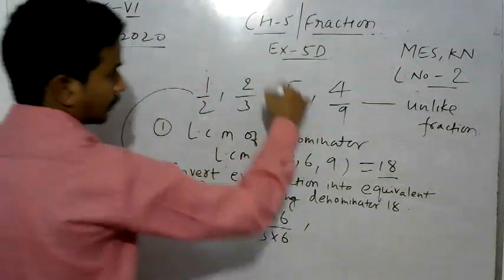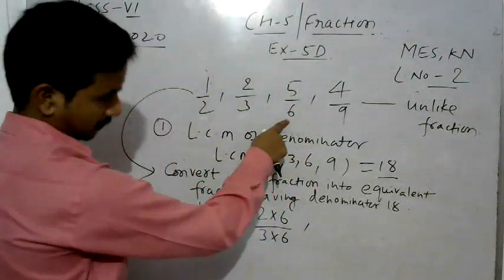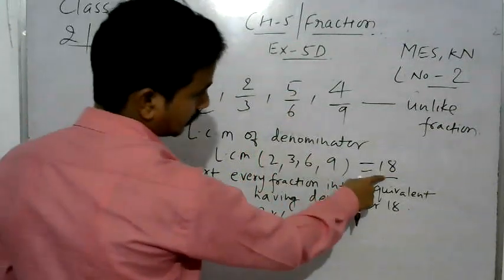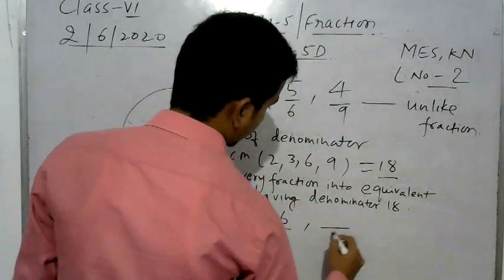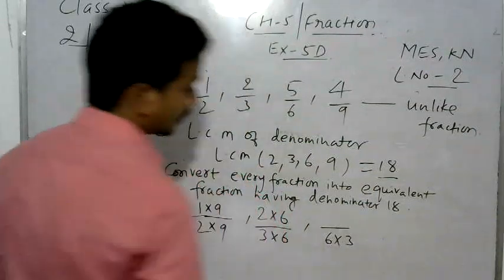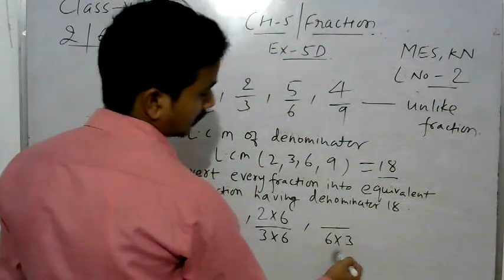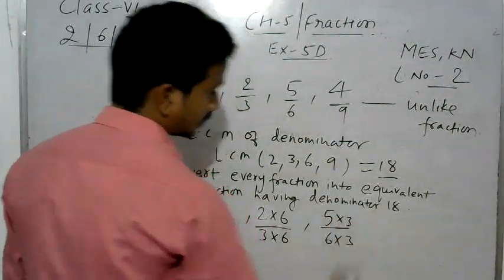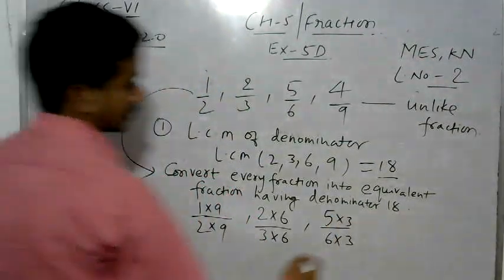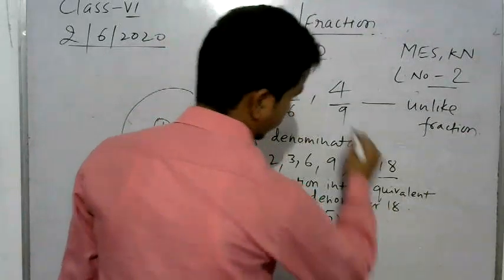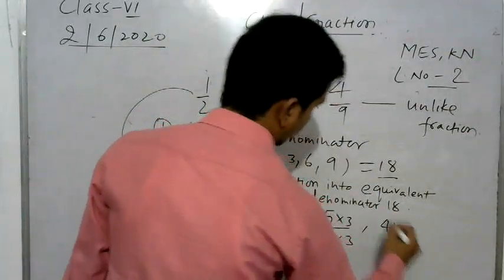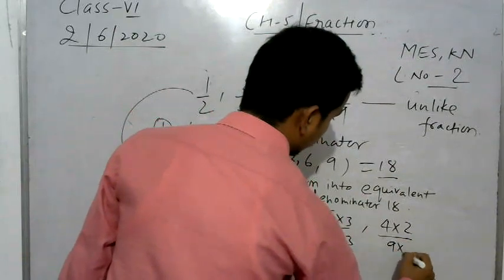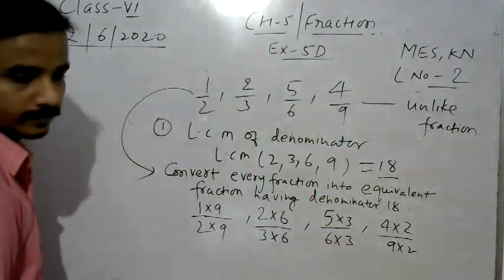Now 5 by 6, what should be multiplied with 6 to make 18? So 3. So you have to multiply 6 by 3. If you multiply denominator by 3, then you have to also multiply numerator by 3 to make the equivalent fraction. Similarly, for 9 to 18, so 4 into 2 divided by 9 into 2.